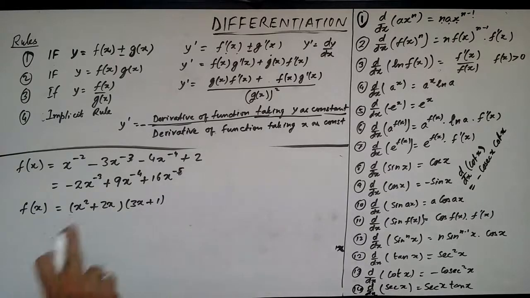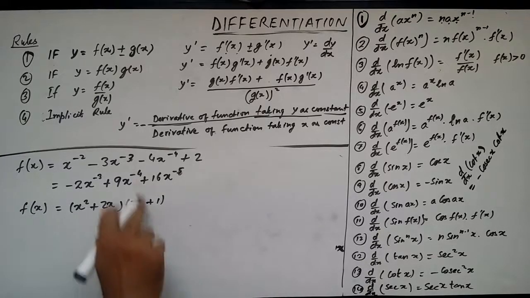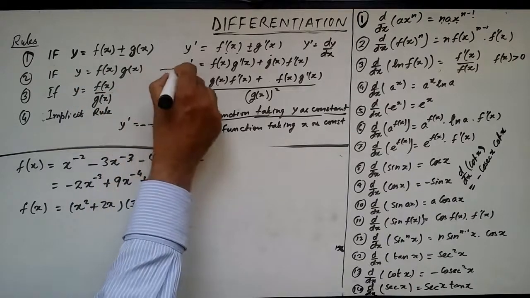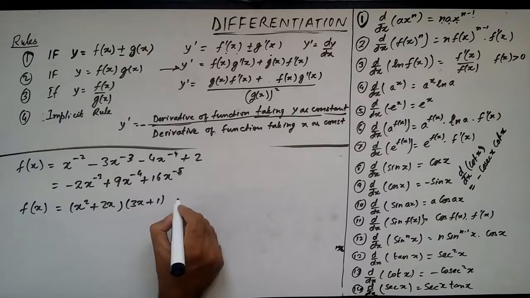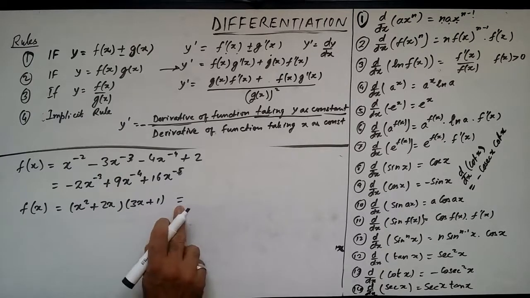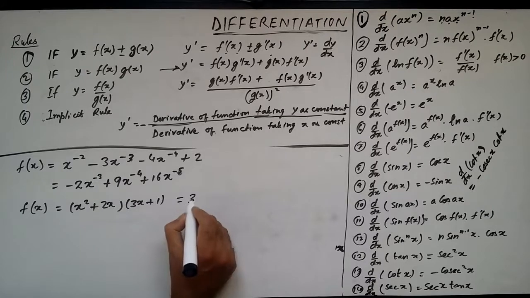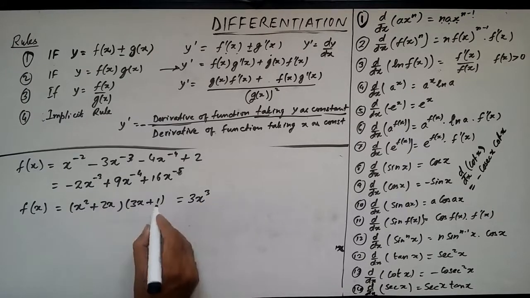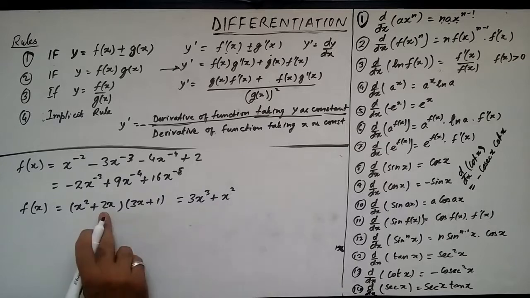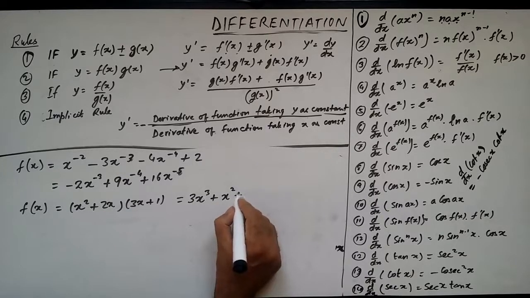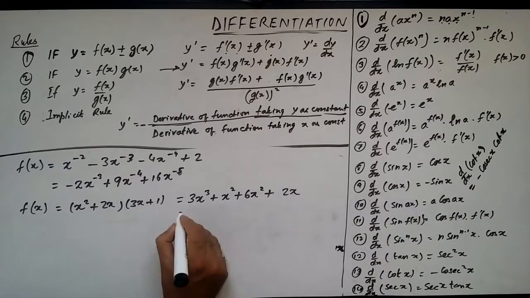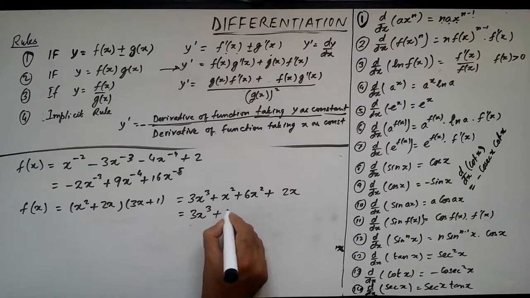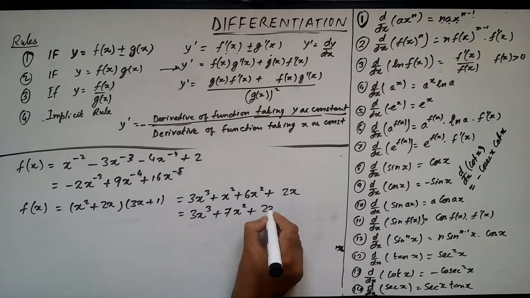So now since this is a product of two functions and we have a product rule here, we can apply the product rule, or we can expand this expression into one function and do the differentiation. So let's do it by the first one. So x squared into 3x is 3x cubed. x squared into 1 is x squared. 2x into 3x is 6x squared. Plus 2x into plus 1 is plus 2x. So this can be written as 3x cubed plus 7x squared plus 2x.